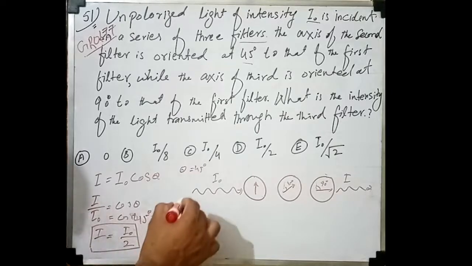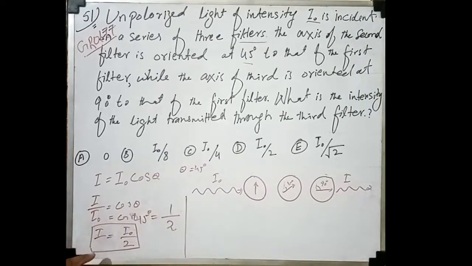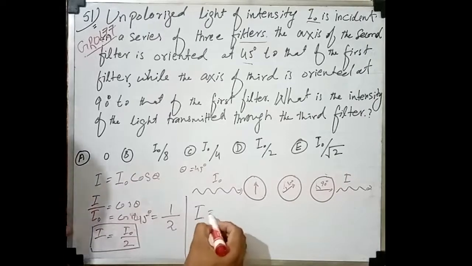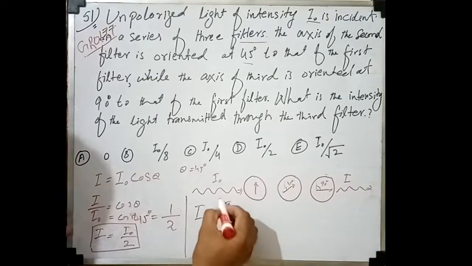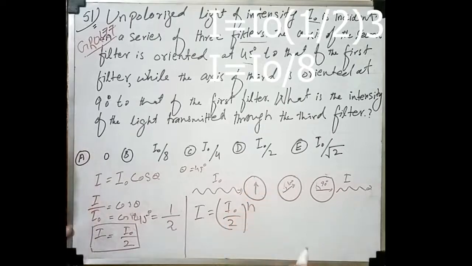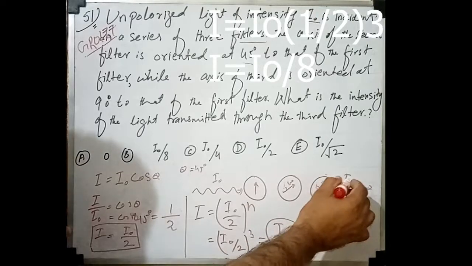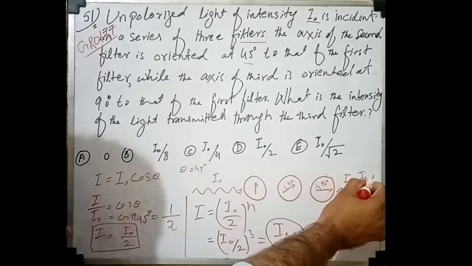Now we have 3 polarizers. Each polarizer will make the intensity half. After the second it will be I naught over 4, after the third it will be I naught over 8. So the intensity for the nth polarizer will be I naught divided by 2 to the power n. Now we have a series of 3 polarizers, so n is equal to 3. This becomes I naught divided by 2 to the power 3, which is equal to I naught over 8. So the intensity of this light will be I naught over 8.